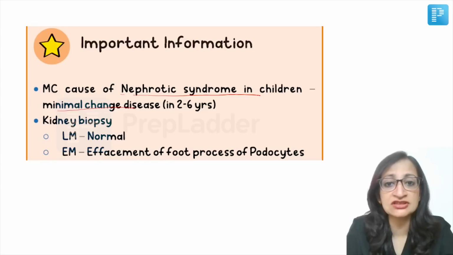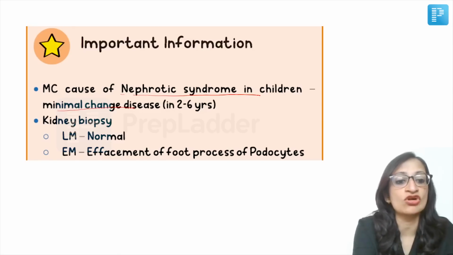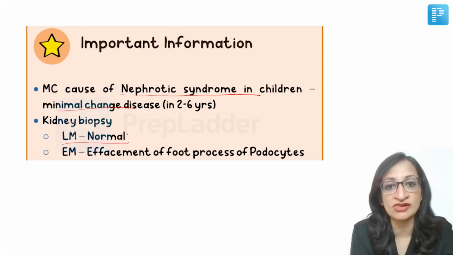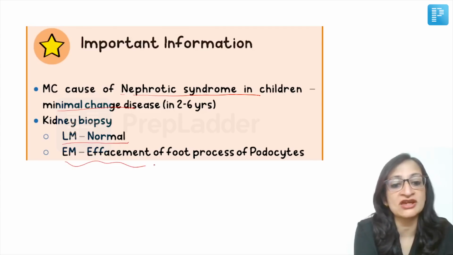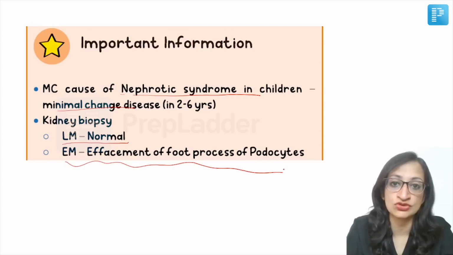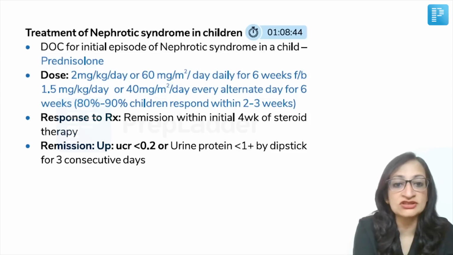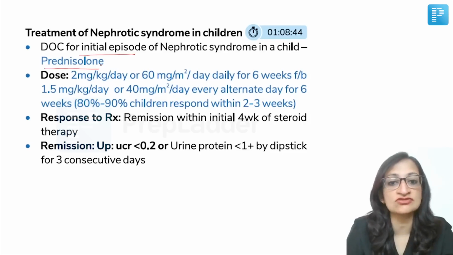Okay. And in minimal change disease, kidney biopsy as such is not indicated. But if you do a kidney biopsy, on light microscopy there will be an absolutely normal finding, while electron microscopy can show effacement of the foot processes of the podocytes. Okay. And the drug of choice for the initial episode of nephrotic syndrome, we said, is prednisolone: 2 mg per kg daily for 6 weeks, followed by 1.5 mg per kg alternate day for 6 weeks.